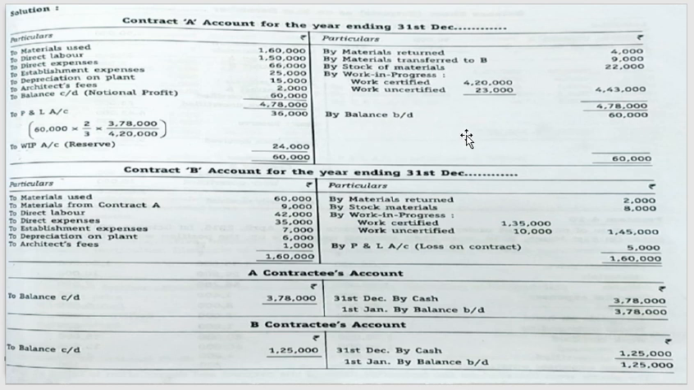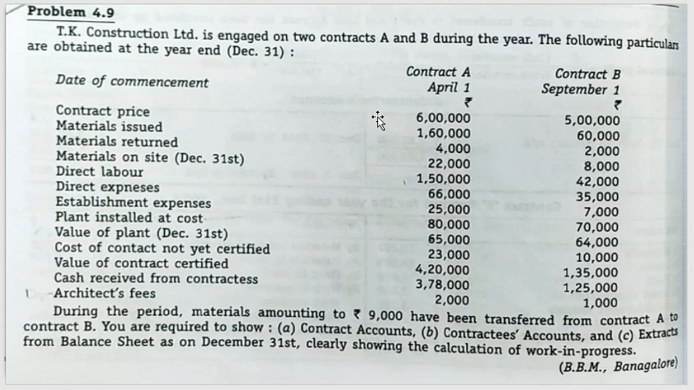So this profit has been brought down to 60,000. Now, to find out how much we are going to transfer to profit and loss, we need to find out the percentage of work completed. The formula is work certified divided by contract price. Your work certified for contract A is 4,20,000. You need to check the contract price given in the question, which is 6 lakh.